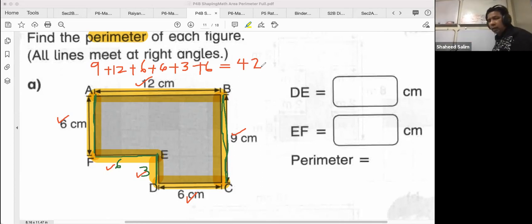Okay, I will just copy first, later I will close the screen. Then you can see, you don't need actually the other parts. Actually, this is 12. This is 9.